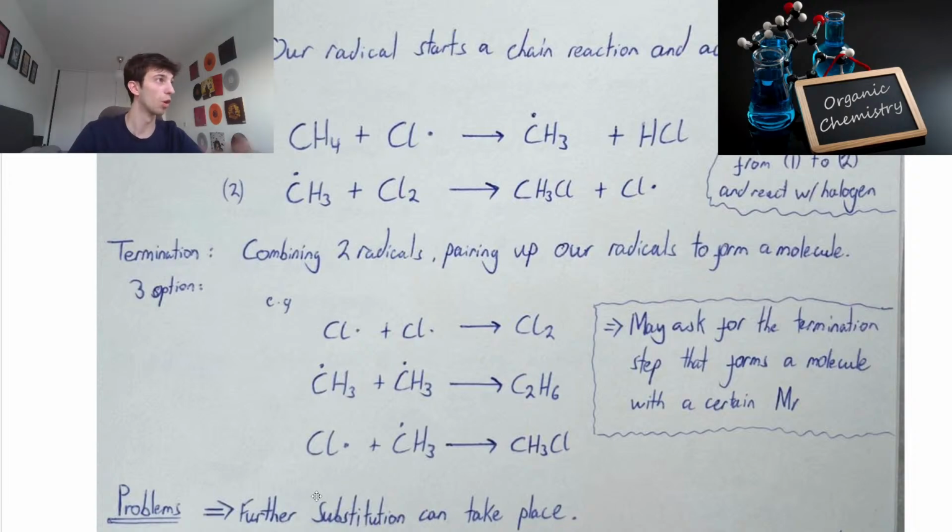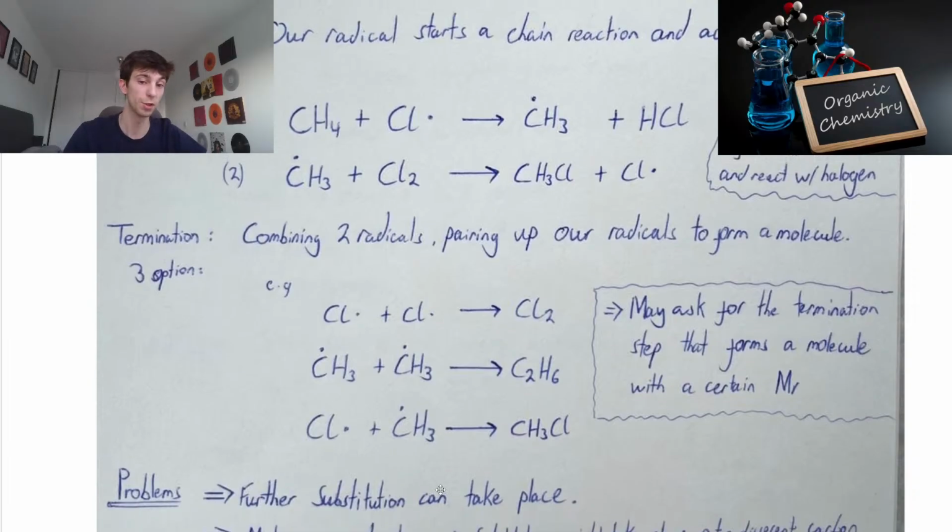Unfortunately, I've shown it here. What are the problems with free radical substitution? We need to know these. These are 1-2 markers, but they tend to ask them. One problem is further substitution can take place. Think about it, guys. We have more radicals still in our reaction. They can continue reacting with our products after these termination steps. Our CH3Cl could go on to react with another chlorine radical.